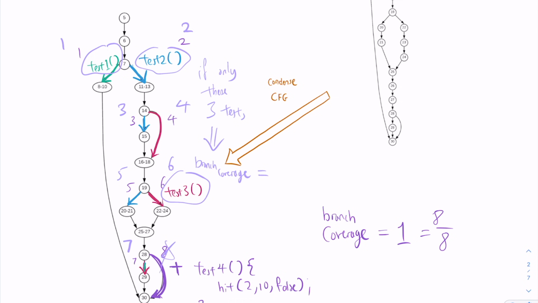And we don't have this one, because this one is what we added just now, on top of the 3 tests. So that means this would give us a branch coverage of 7 out of 8, which is less than ideal compared to when we had the extra last test over there. All right, so this is branch coverage.